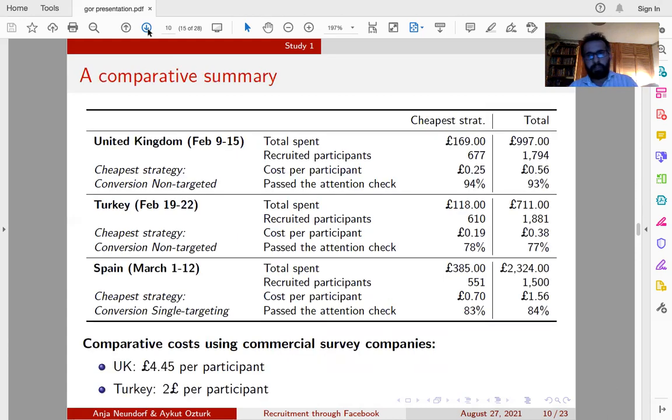Now, a short summary. First of all, our research has shown that Facebook can provide affordable samples. In the case of the United Kingdom, for example, the cheapest strategy produced a sample in which cost per participant was as low as 0.25 pounds. Now, when you compare this to rates provided by commercial survey companies, the gap is huge.